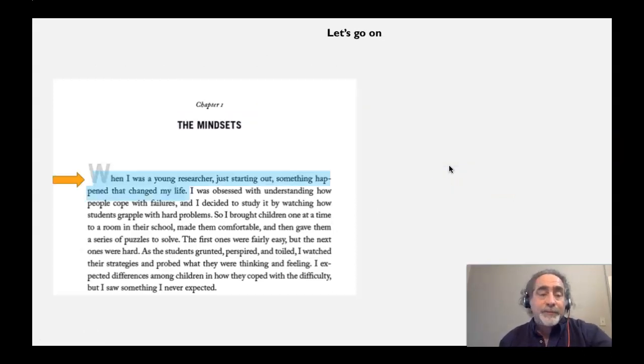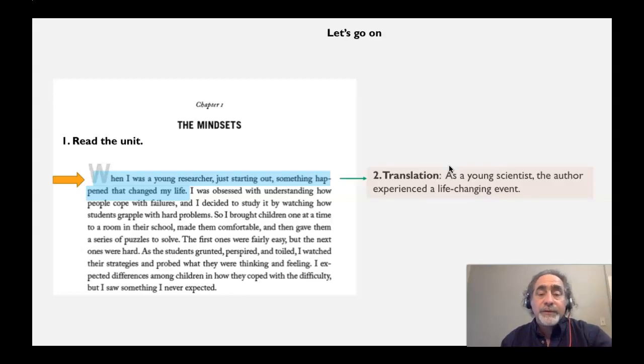First sentence. When I was a young researcher just starting out, something happened that changed my life. Yes, translate it. At least until you get to be good at it, you've got to translate it. Read the unit. Translate it. As a young scientist, the author experienced a life-changing event. Note how I did it. She said as a young researcher, I put as a young scientist.